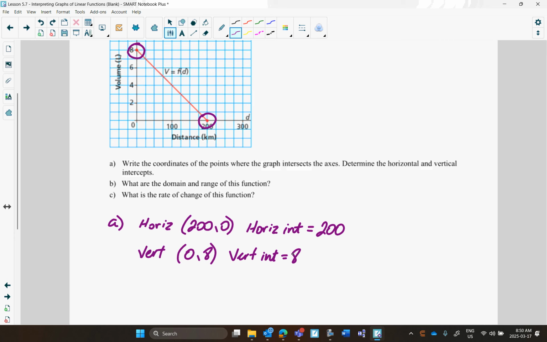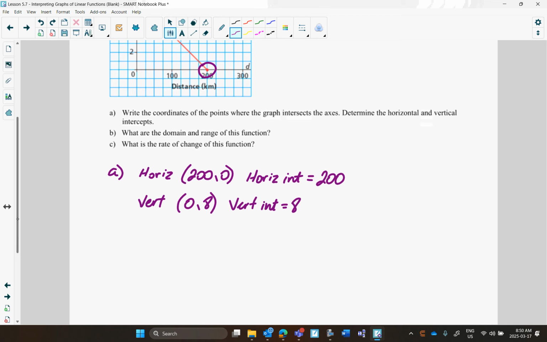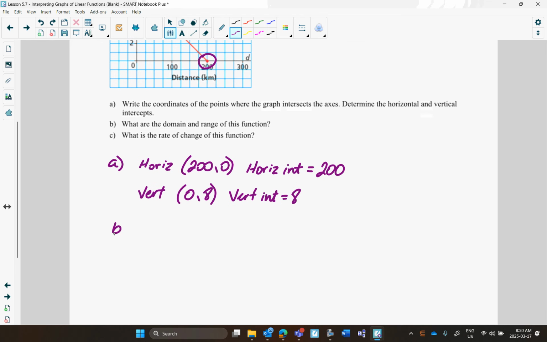You guys should be able to do letter B. Find the domain and range. See if you can write it in both notations, interval, and then convert it to set.